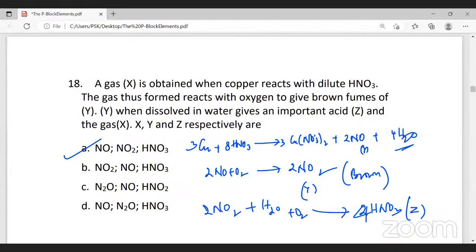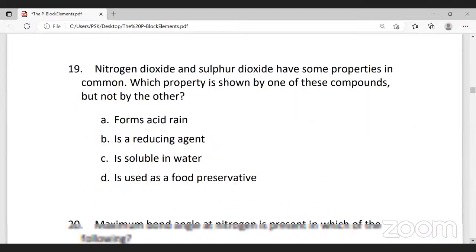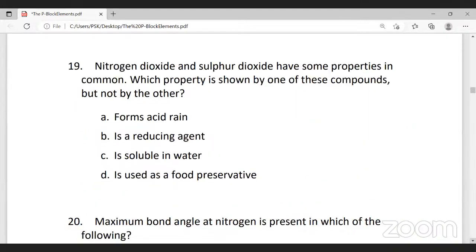The next question, the 19th question. Nitrogen dioxide and sulfur dioxide have some properties in common. Which property is shown by one of these compounds, but not by the other? They form acid rain. Nitrogen dioxide and sulfur dioxide form acid rain. Nitrogen dioxide and sulfur dioxide act as a reducing agent.